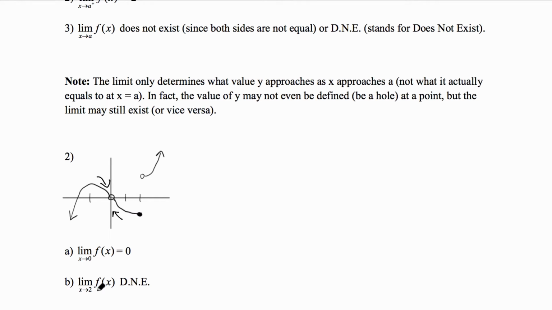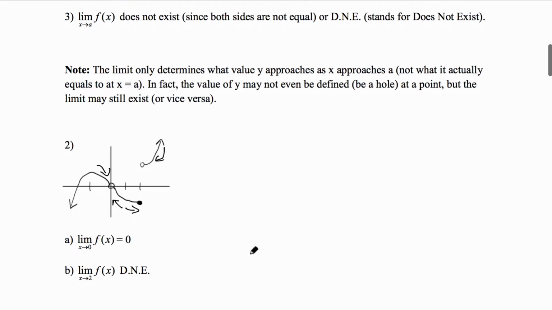Now, what about x approaches 2? That's a different story. Notice how there is a break. From the left, it looks like we're approaching some negative value. We don't know what it is, but it doesn't matter. Now from the right, we're getting closer to the hole, but again, it's going to be some positive value. So here's negative, here's positive. There's obviously a break. They do not match. So the limit does not exist. So always go back to that definition of both sides matching, and make sure you check both of them on the graph.